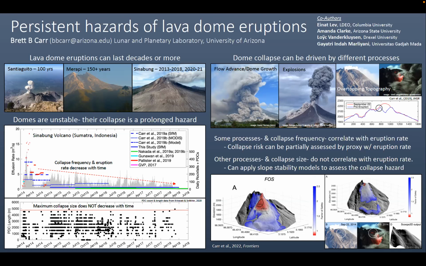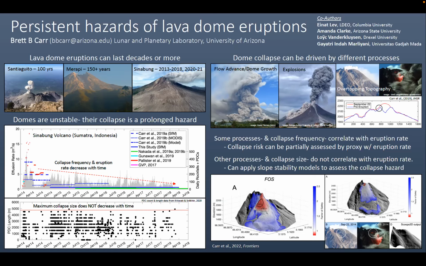One of the more common types of volcanic activity you see at subduction zones is the effusive formation of lava domes. And these eruptions can last years, decades, and even in some cases a century or more. One of the common patterns you see, this is data from Sinabung volcano in Indonesia, is that when these domes grow, they are inherently unstable. And so these prolonged eruptions create a prolonged hazard for the people living in their vicinity.